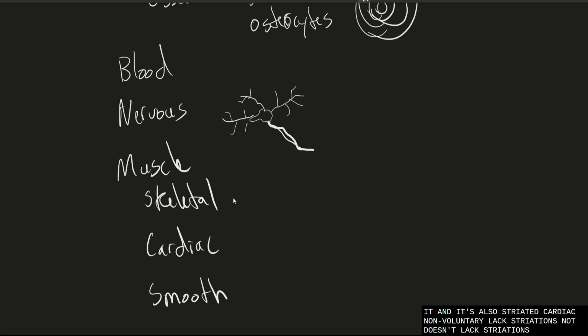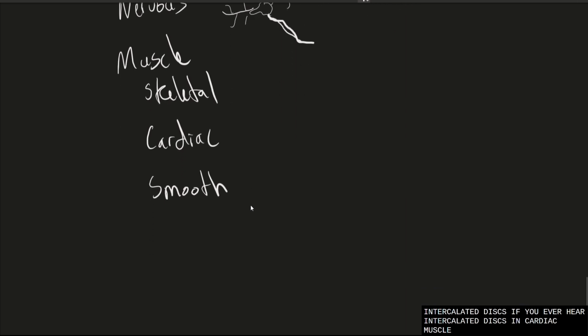So let me repeat this one. Cardiac is non-voluntary, it has striations, and it has intercalated discs where we have gap junctions between the cells. Smooth muscle is non-voluntary and lacks striations. I got ahead of myself a little bit there. It's the key thing with the cardiac, intercalated discs. If you ever hear intercalated discs, think cardiac muscle.